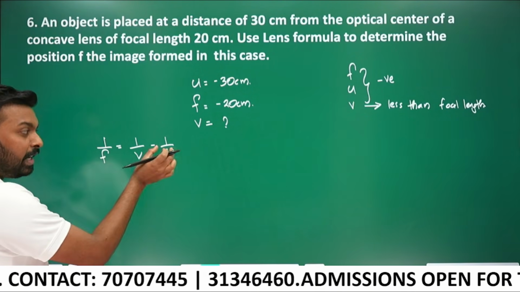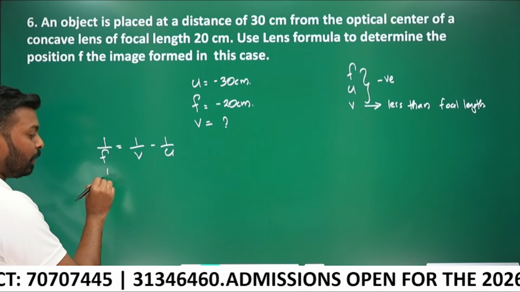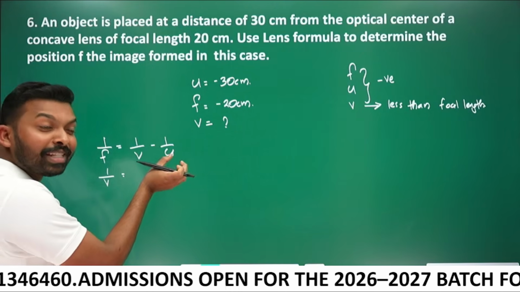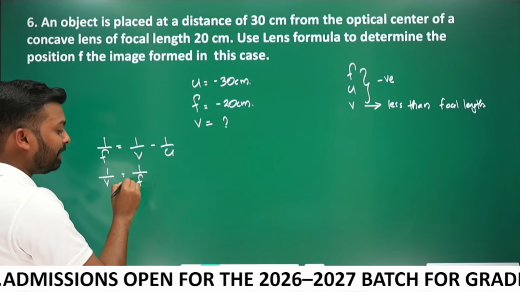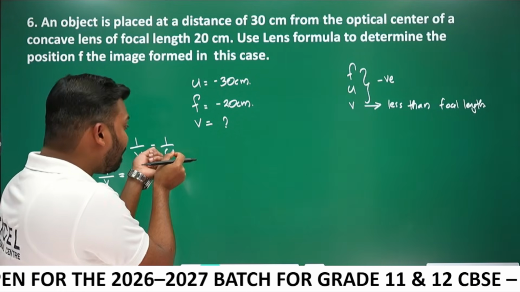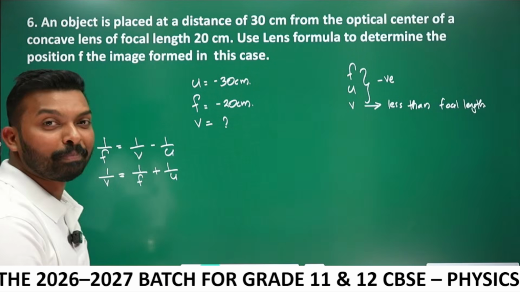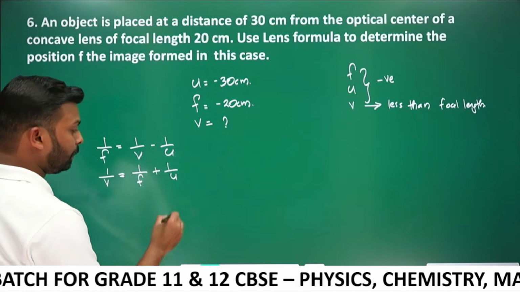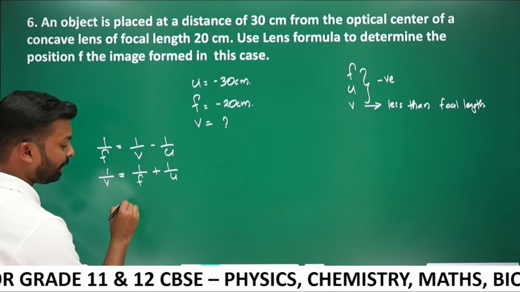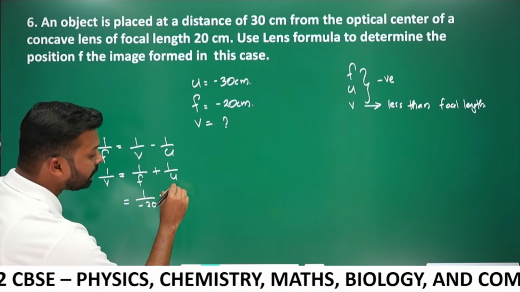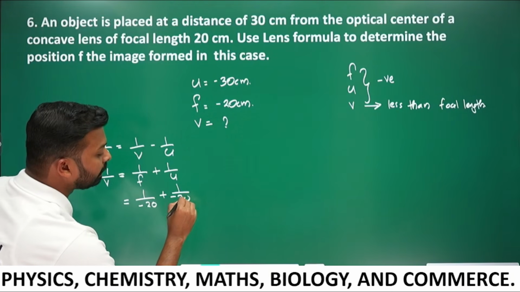Here 1 by U has to be taken this side. So 1 by V is equal to, if this minus 1 by U is taken this side, it will be 1 by F plus 1 by U, right or not? This minus 1 by U is taken to this side, it will be plus 1 by U, right? So 1 by V is equal to 1 by F plus 1 by U. Now you can apply the values, 1 by F, 1 by minus 20 plus 1 by minus 30.